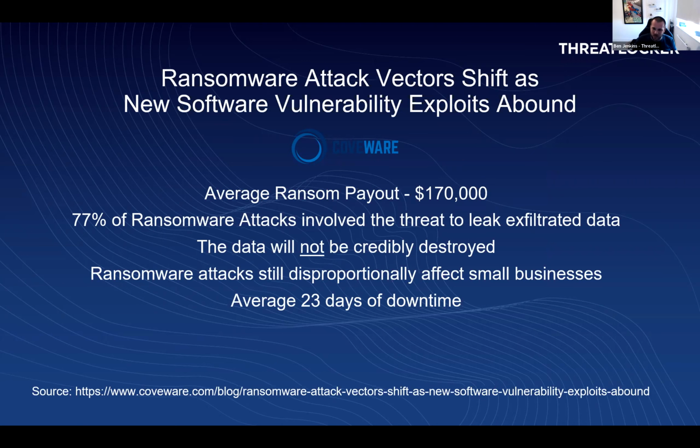And the really interesting thing is that 77% of ransomware attacks now involve the threat to leak exfiltrated data. Why is it they're doing this? Because they know that you more than likely have a backup solution in place. They know that you have a disaster recovery plan. They know that you can get back up and running in the event of a disaster. You may take a day, you may take 2 days, but you will get back up and running. And you will have all your data back.